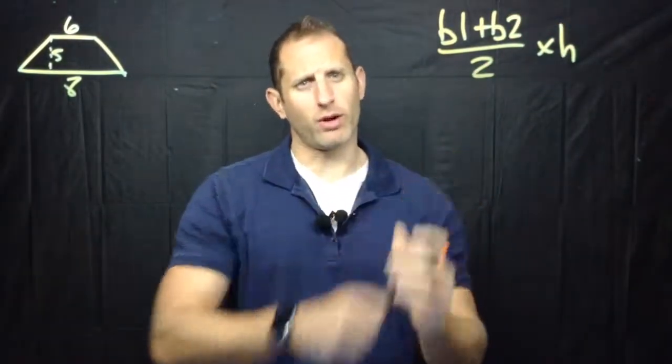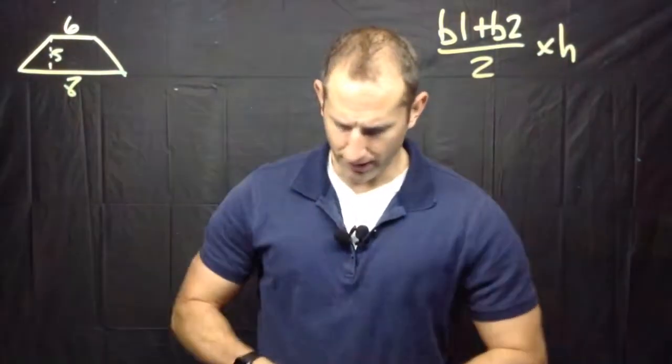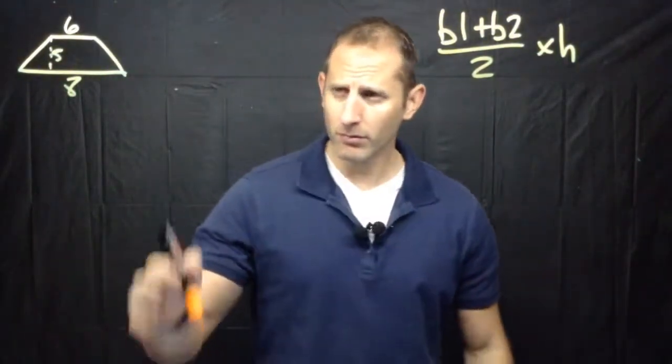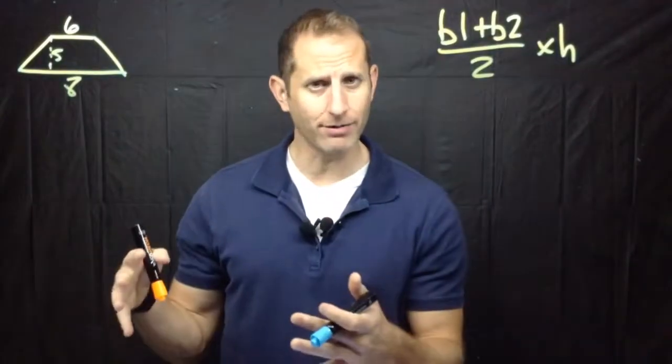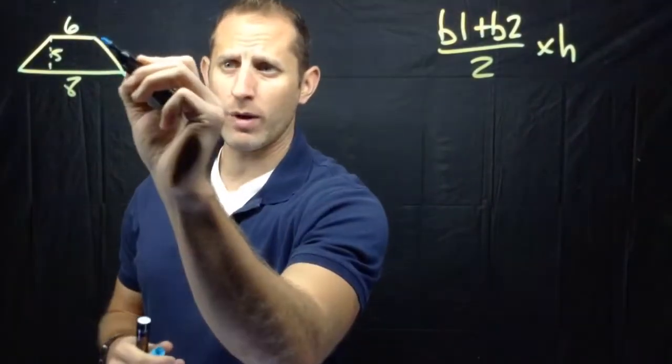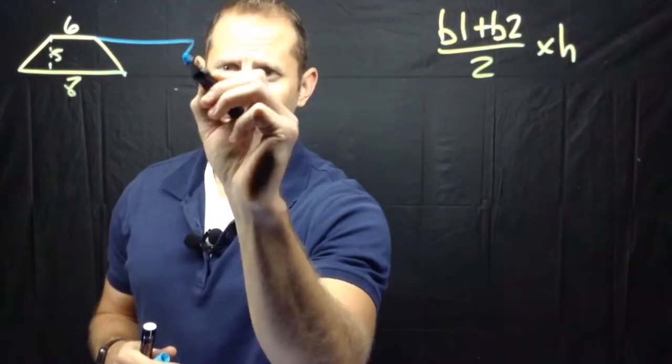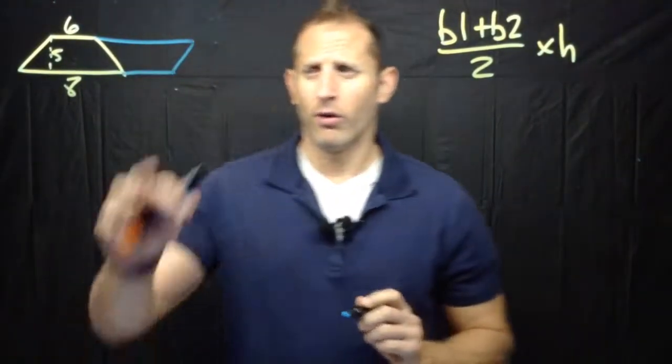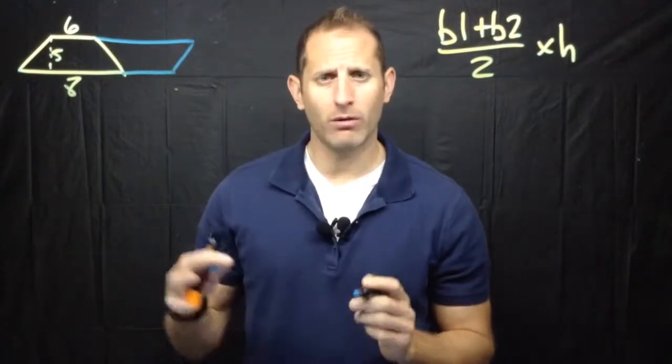Okay, now why does this work? Well, let's take a look at this trapezoid for a second. If we have a trapezoid and we were to cut it in half and then flip it, so if we extended that out, we made a parallelogram. Now, how does that work?